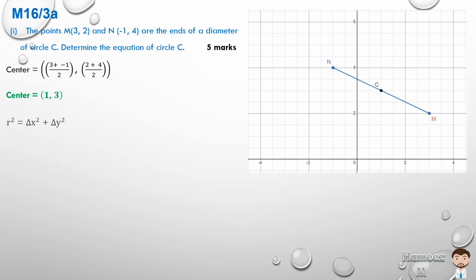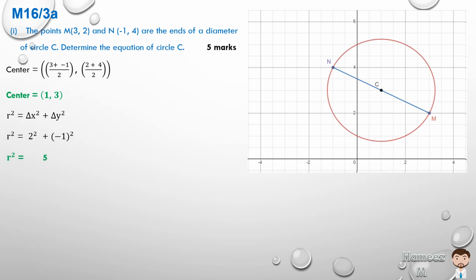Now r squared, which is the radius squared, is equal to change in x squared plus change in y squared. So if you want to find the radius, we can use Pythagoras' theorem and find the length of the radius. So the change in x, when we're moving from the center to the circumference, will be 2, and the change in y will be -1. So 2 squared is 4, plus -1 squared is 1, 4 plus 1 is 5. So r squared is equal to 5.